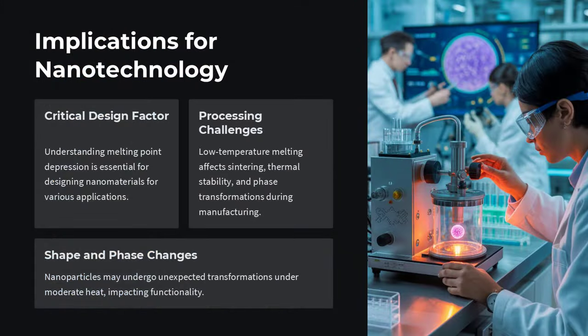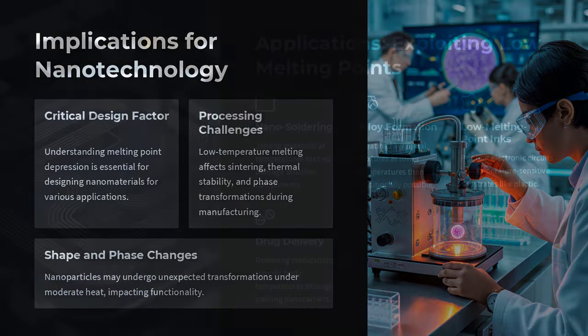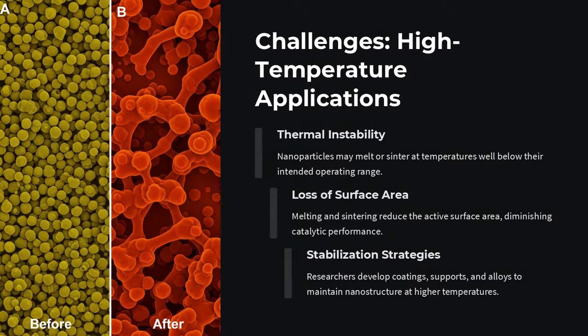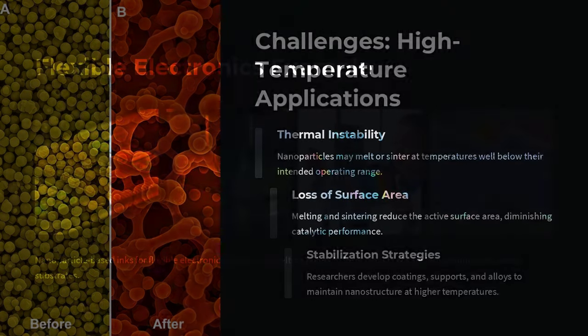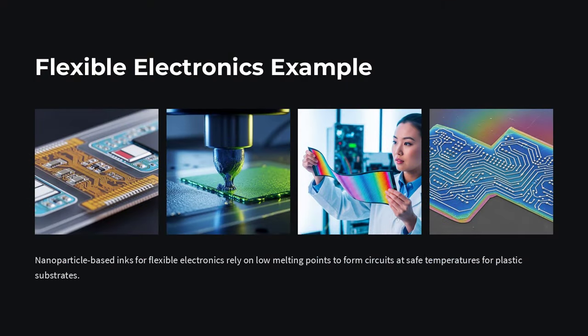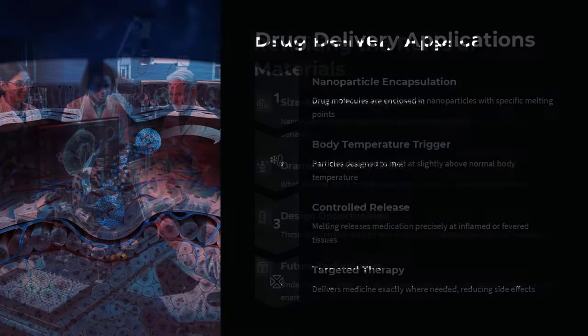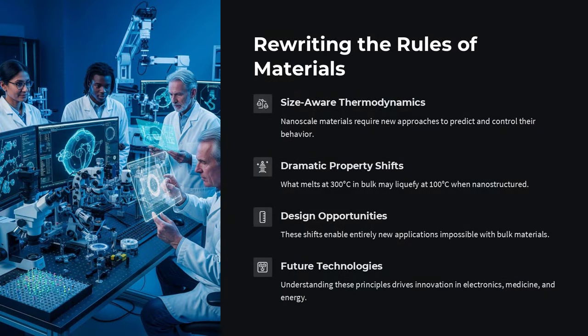What's the physics behind this? It's called the Gibbs-Thomson effect. The equilibrium between solid and liquid phases shifts when curvature becomes extreme. A convex nanoscale surface has higher chemical potential, so the solid phase becomes less stable. In plain English, the skin of the nanoparticle is always trying to turn liquid, pulling the whole thing along at a lower temperature. Can we see this in real life?